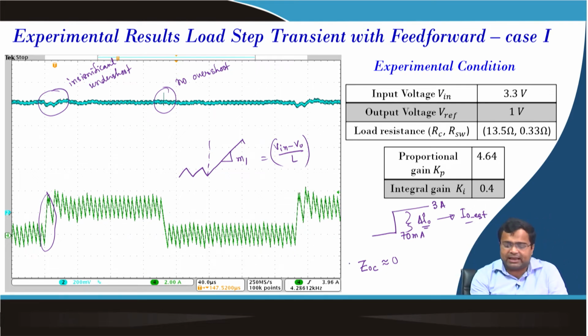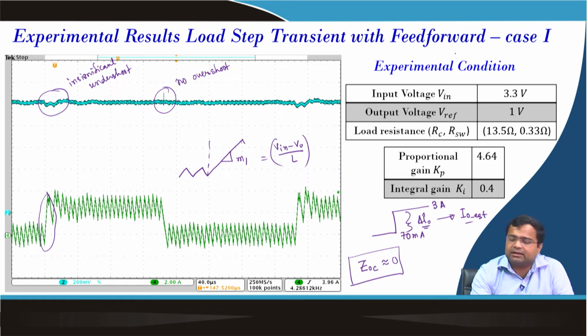So practically it will not be exactly 0, but it is nearly 0, so the effect can be negligible. This is the case where the load current is perfectly known, that means we know the I0 estimate is accurate.